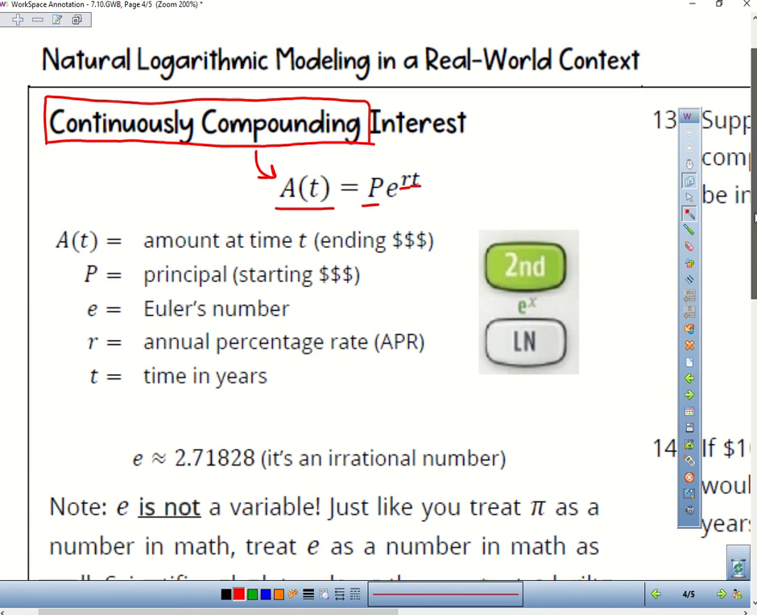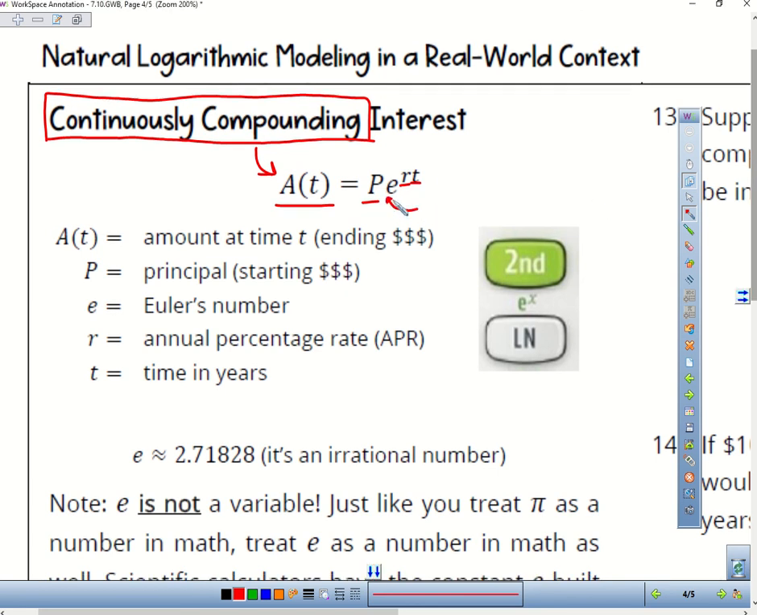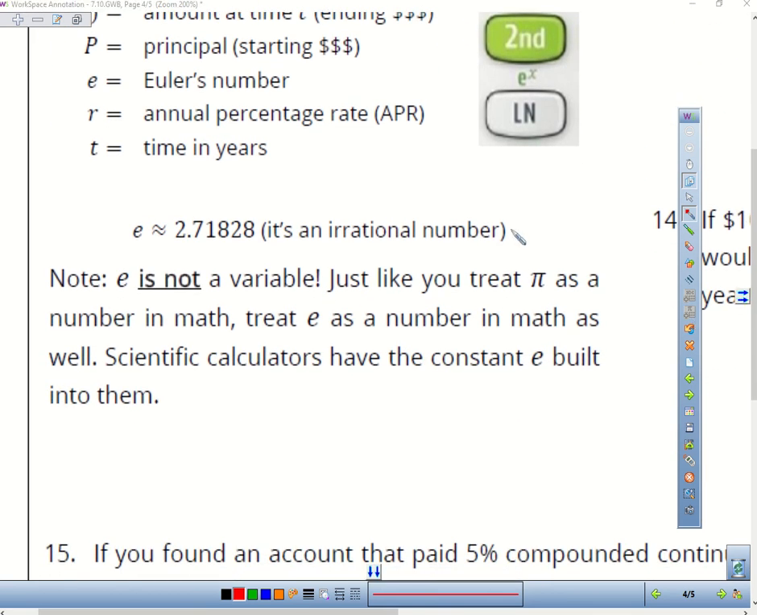Okay? And E is not a variable. It's the E that we were just using on the last problem, approximately 2.71. So yeah, just know that it's not a variable. That's why we never use the letter E as a variable, because it represents a number.